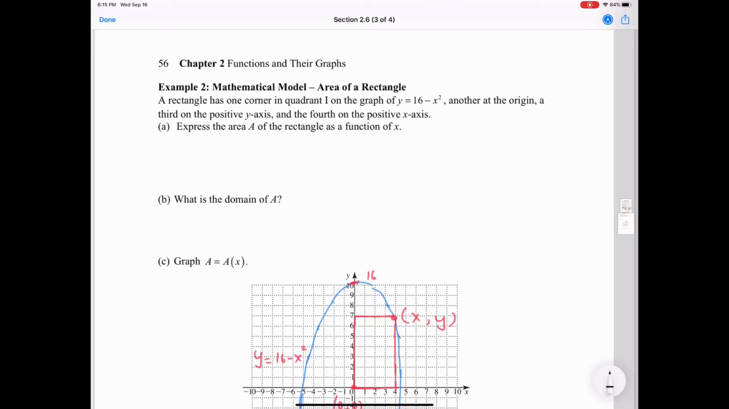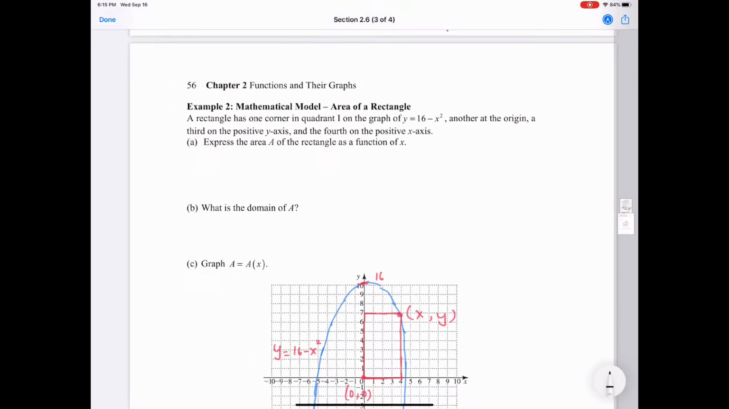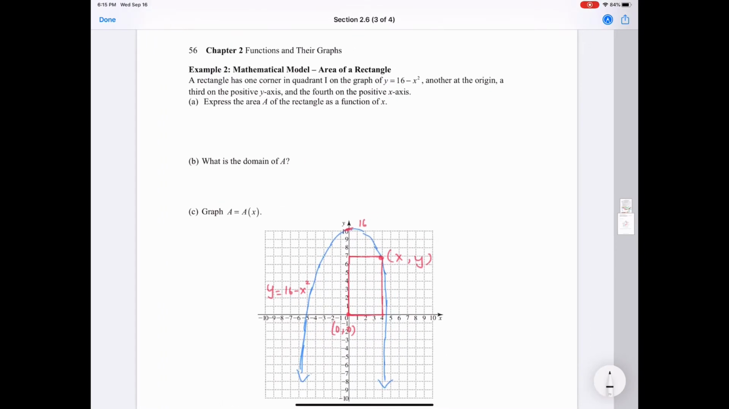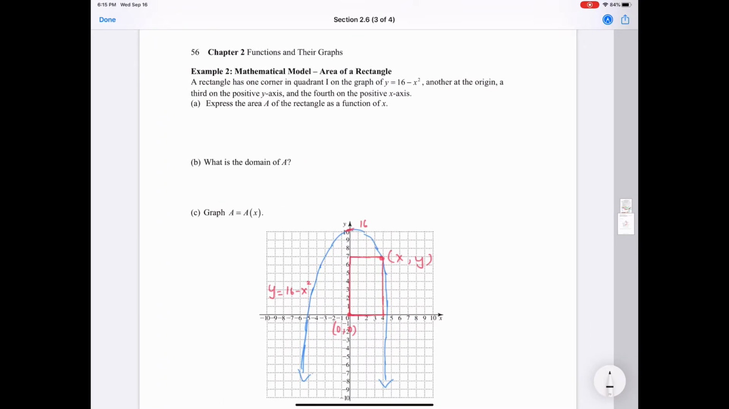In this example, I will show you another problem on how to build functions. This is like the example one that we did before, but it's a different type of graph or different type of function that you are going to see. Okay, we'll start the problem.